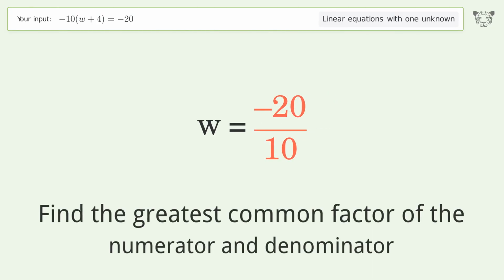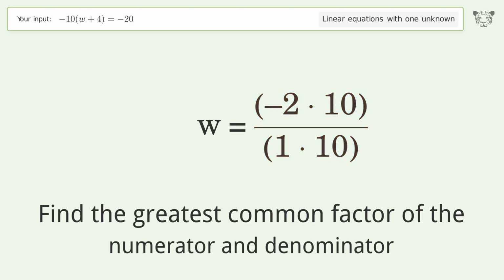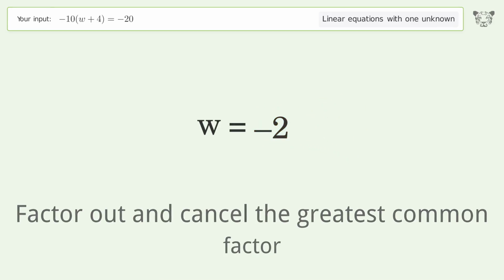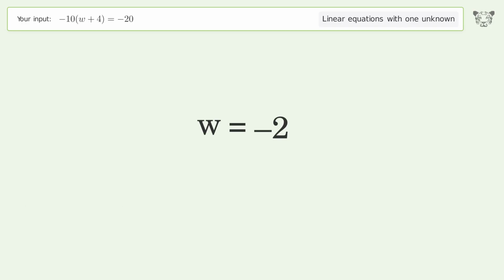Find the greatest common factor of the numerator and denominator. Factor out and cancel the greatest common factor. And so the final result is w equals -2.